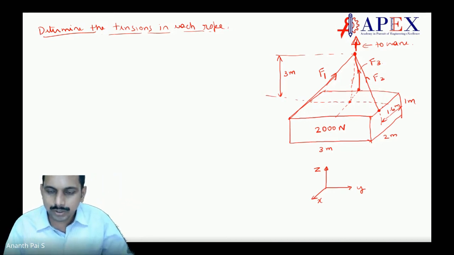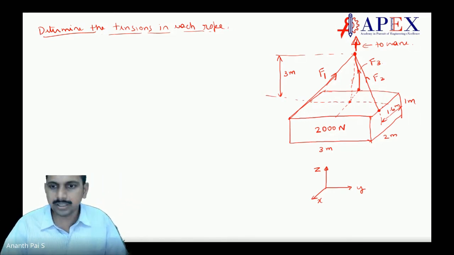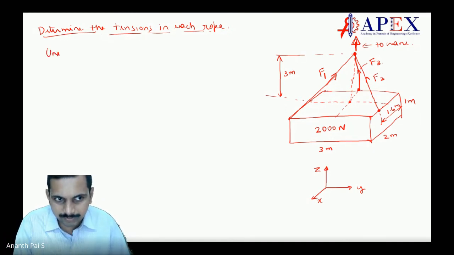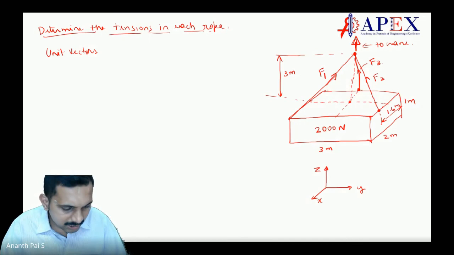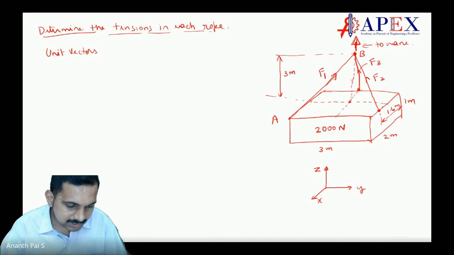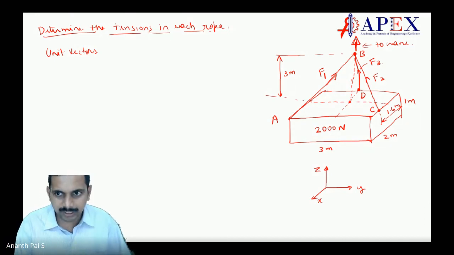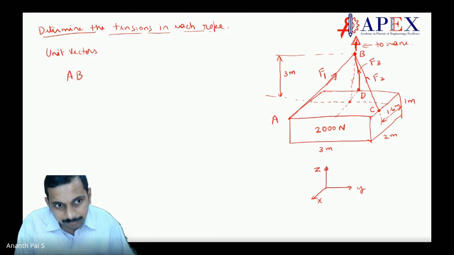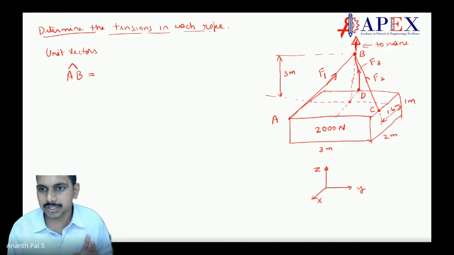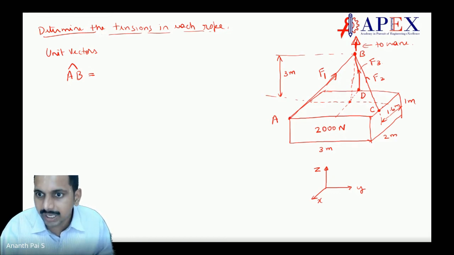Now, first of all, whenever these kinds of problems are done, one of the things we have to do is find the unit vectors. Let us say this is A. Let us name this B, this point C, and this point D. Now, can we find the unit vector AB? Can we find the unit vector between A and B?